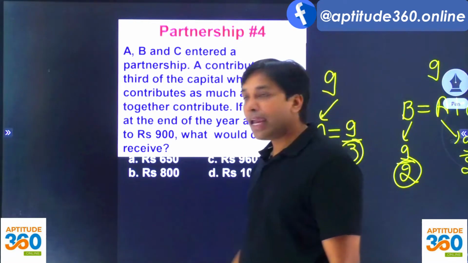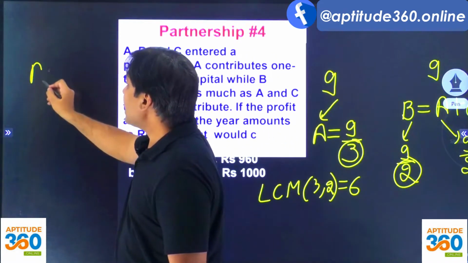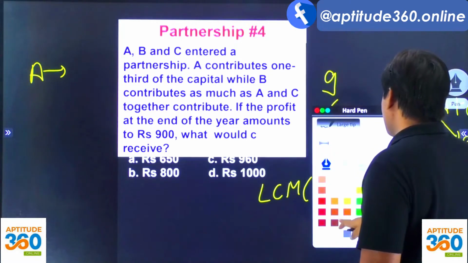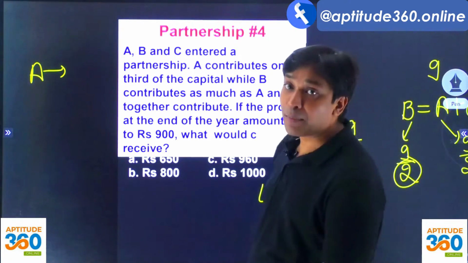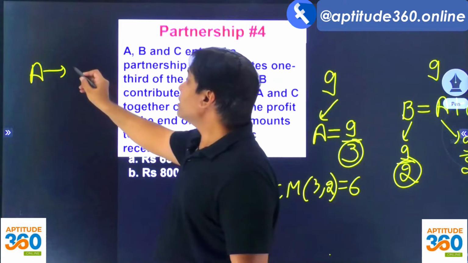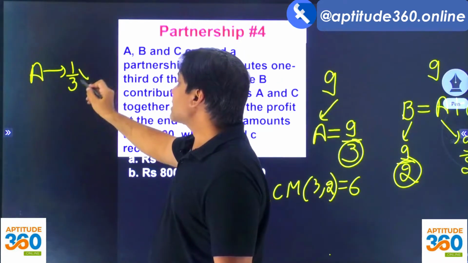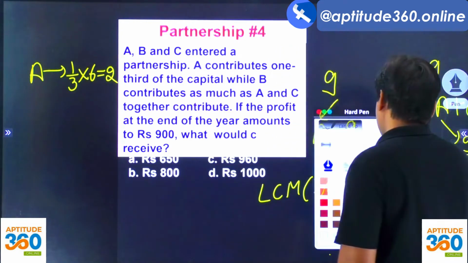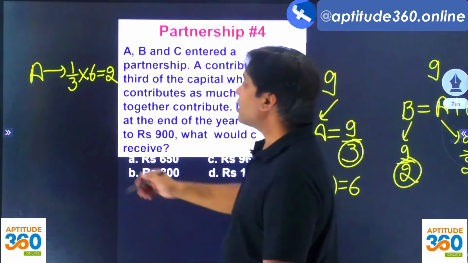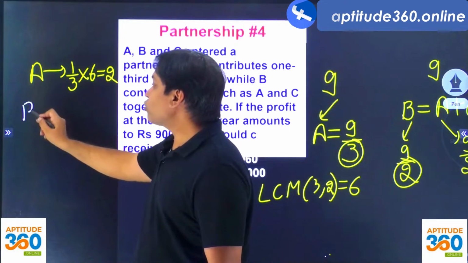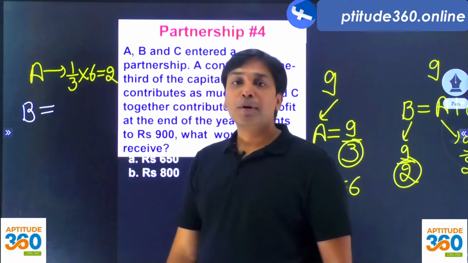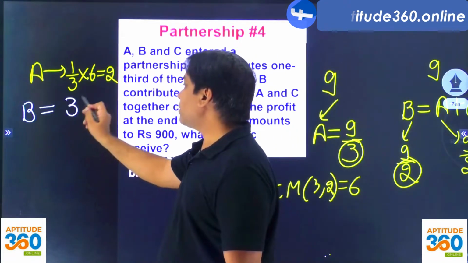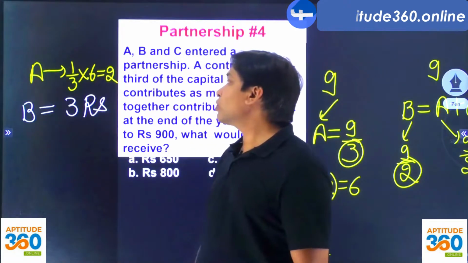So A has contributed 1/3. And what is 1/3 of 6 rupees? Now you understand how I am taking the capital as 6 rupees. So 1/3 of 6, अरे यार ये तो वही कलर आ गया फिर से, which is 2 rupees. How much is B going to be investing? Because 6 is the total value, half of 6 is 3 rupees. So B is going to be investing 3 rupees.